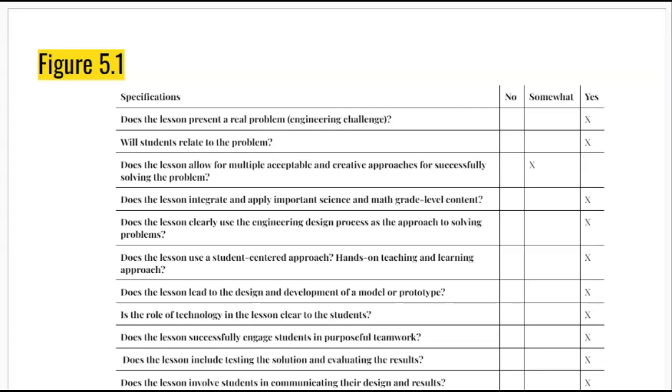My lesson plan is attached to the module, so I didn't include that in here, but this is for figure 5.1. I gave yeses for all of them. The only one that got a somewhat was, does the lesson allow for multiple acceptable and creative approaches for successfully solving the problem? The students are coming up with their own insect and deciding which body part is going to light up. So that would be the somewhat part, that they do get to choose that and come up with a creative approach with that.